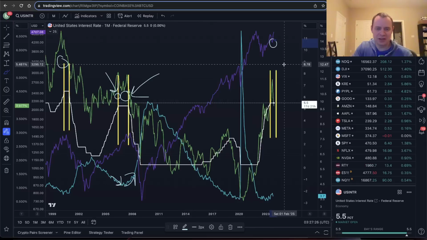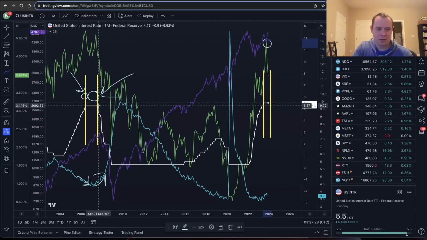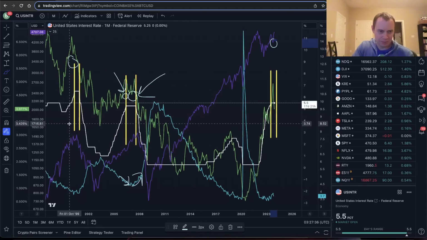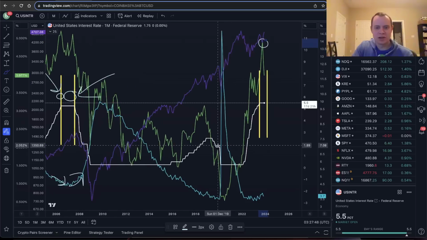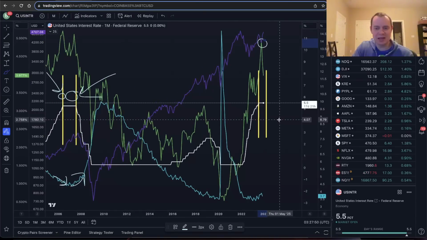Normally, after the 10-year yield puts in a top, risk assets like it, right? Even over here in 2007, after the top, risk assets liked it for a while. Over here in 2000, the 10-year topped here, and risk assets rallied for a couple of months, maybe even more than just a couple of months. So that's actually really common to see.